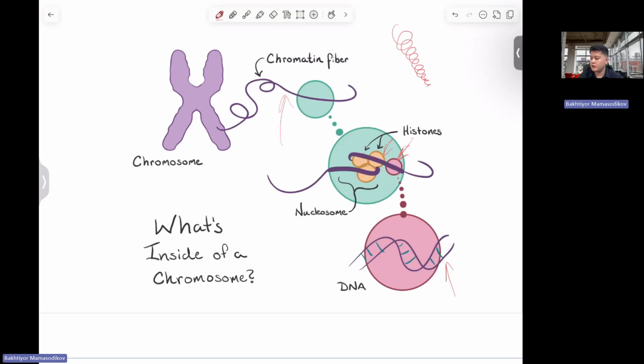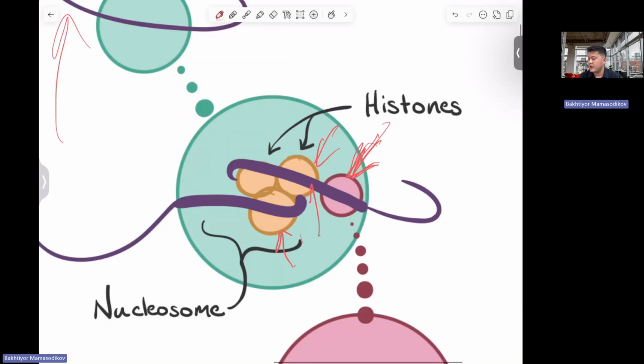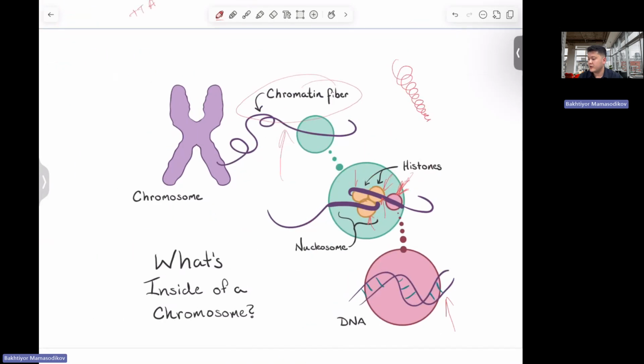We talked about the nucleosome. The nucleosome is the histones wrapped with chromatin fibers. You see the histone proteins here, and those histone proteins are wrapped with the chromatin fiber. The chromatin fiber is the fiber of the DNA. So together, histones plus chromatin make the nucleosome.